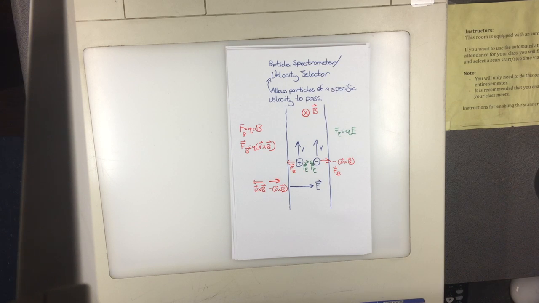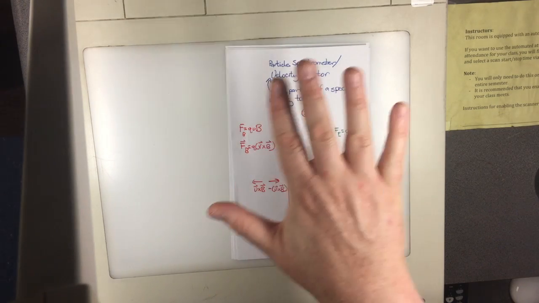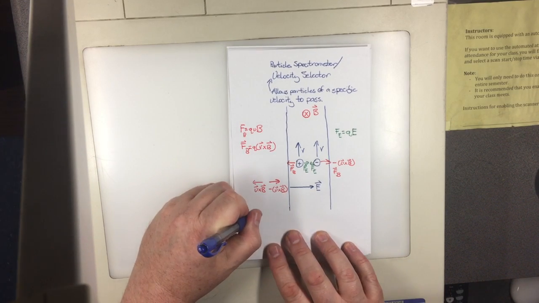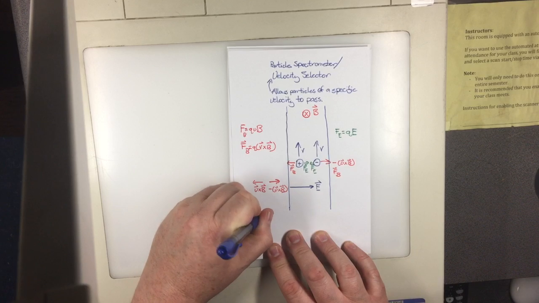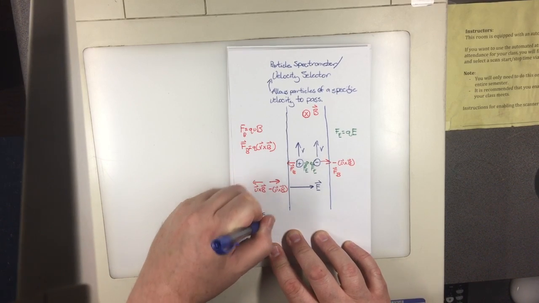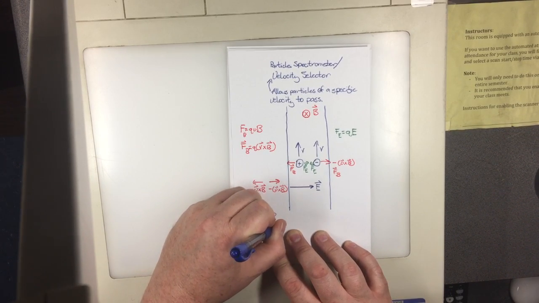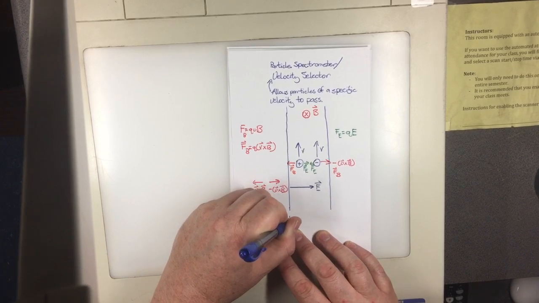In both cases, what we want are particles, regardless of them being positive or negative, that feel forces opposing each other. We want a situation where they pass through these plates without crashing into the walls, because if FB is greater than FE, or FE is greater than FB, they crash into the wall.